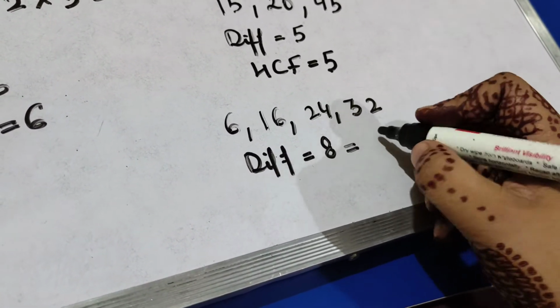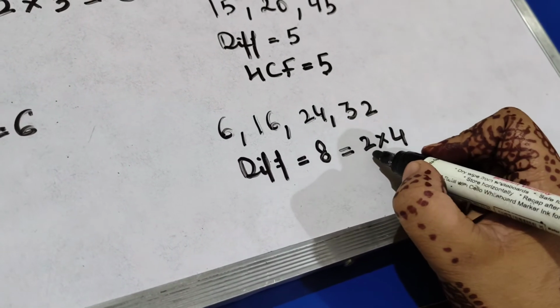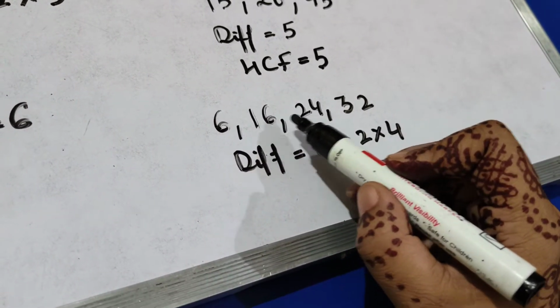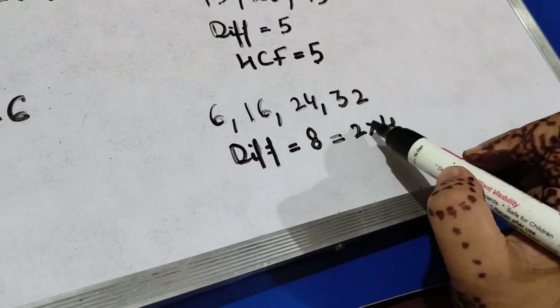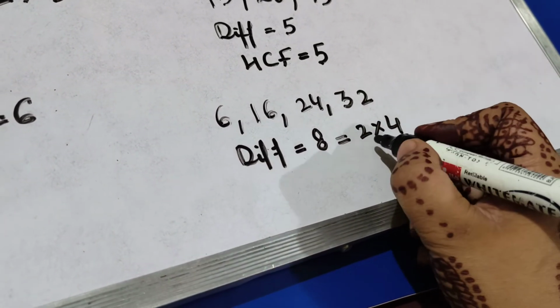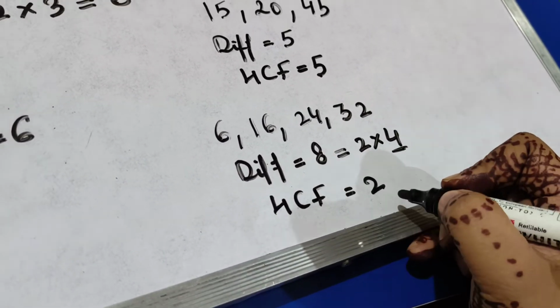So again we have to make the factors of 8, that is 2 into 4. Now check whether 2 is in the table of 6. Yes. It is in the table of 16. It is in the table of 24. It is, but 4 is not in the table of 6. So it means the HCF is 2, right?